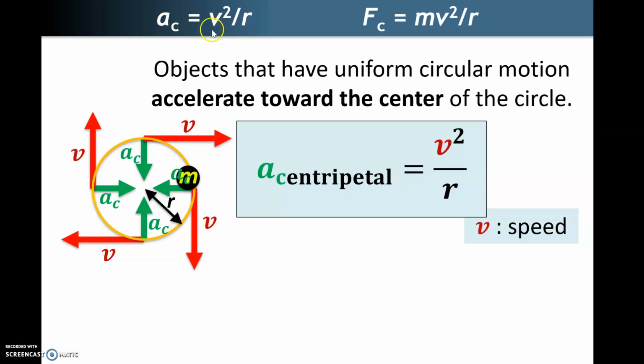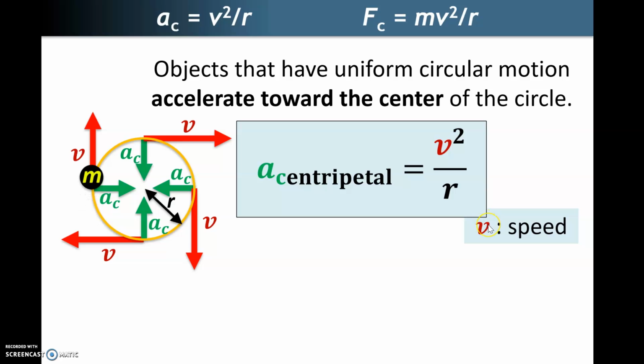It can be calculated by v squared over r, where v is our magnitude of the speed, because the direction of the velocity vector is always changing. So v is going to represent the magnitude of our speed.